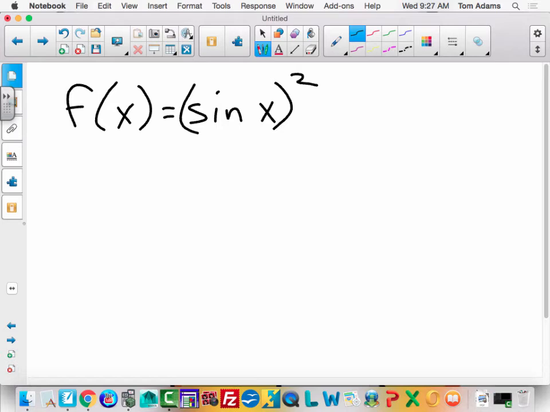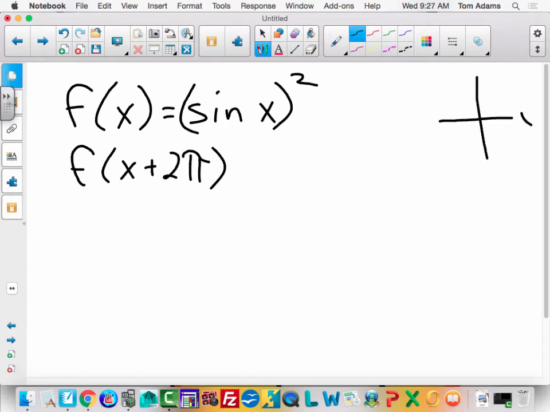If it's periodic, we have to assume or guess what we think the period would be. Since sine of x is a function that is periodic, and it has a period of 2 pi, then we can assume that if I say like f of x plus 2 pi, right? And think about the unit circle, right?